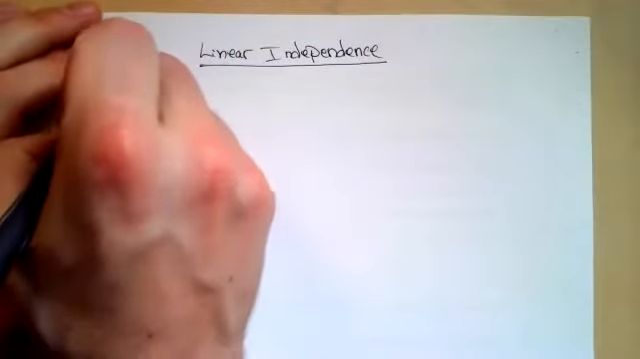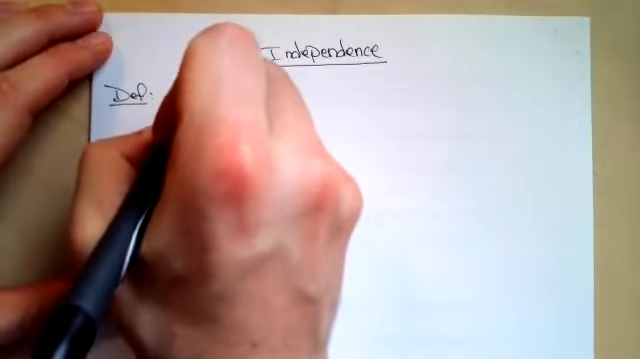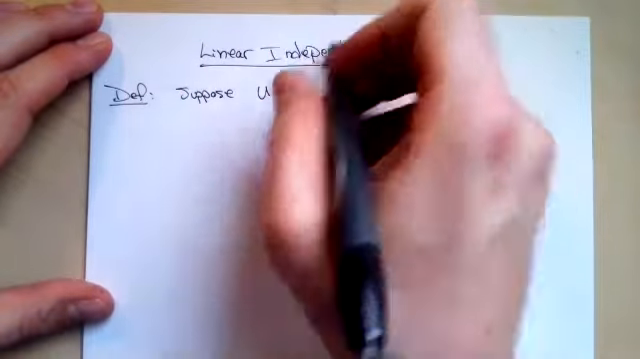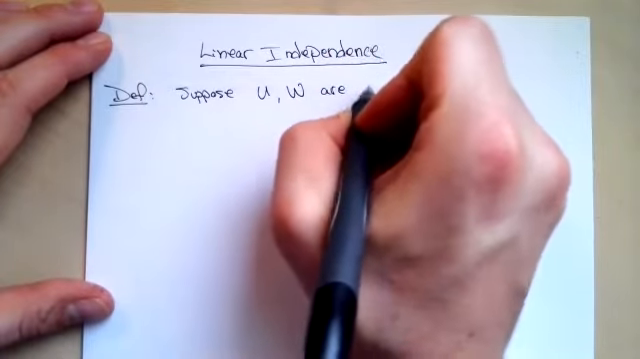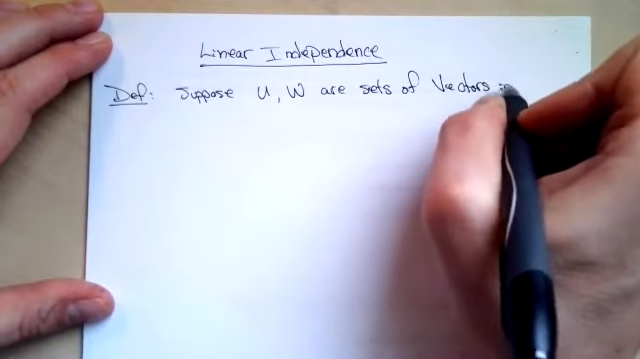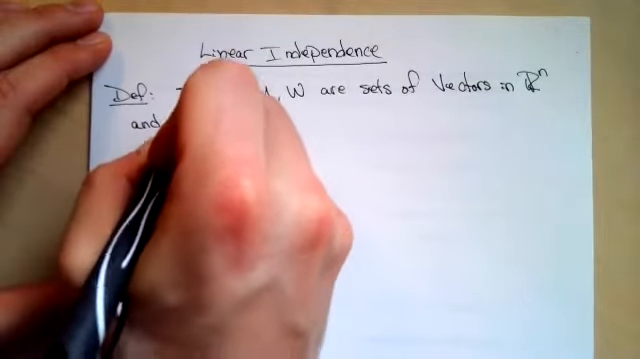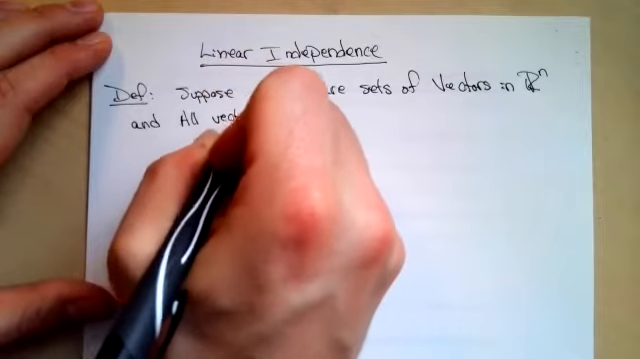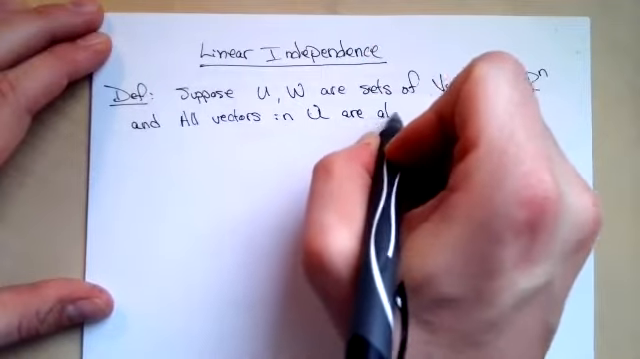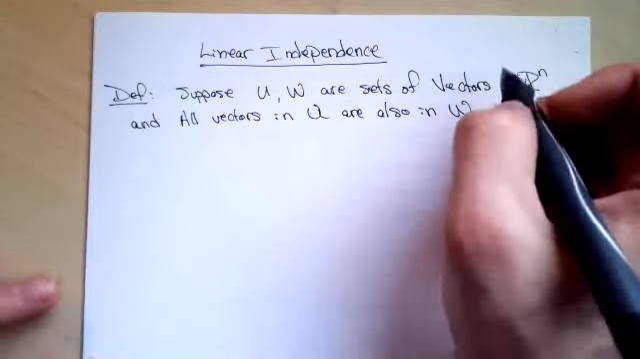So just some definitions. Suppose we'll use capital letters, capital U, capital W are sets of vectors in Rn, and all vectors in U are also in W. In other words, U is contained in W.